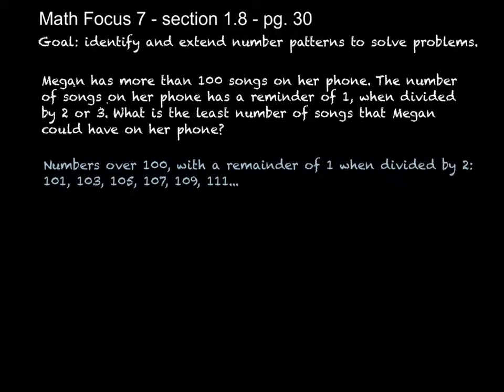Now the second part of the question is that it also has to have a remainder of 1 when divided by 3. So what are the numbers over 100 with a remainder of 1 when divided by 3? Using our divisibility rules, let's think of the number closest to 100 but just slightly over that is divisible by 3. What's a number over 100 whose digits add up to a number divisible by 3?